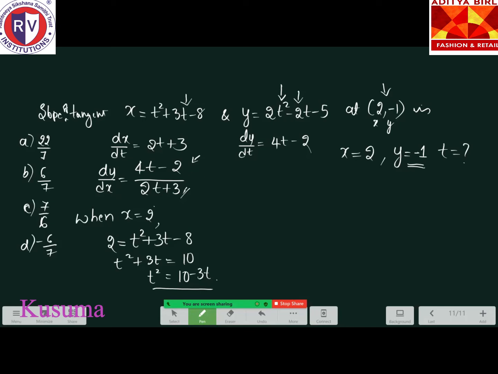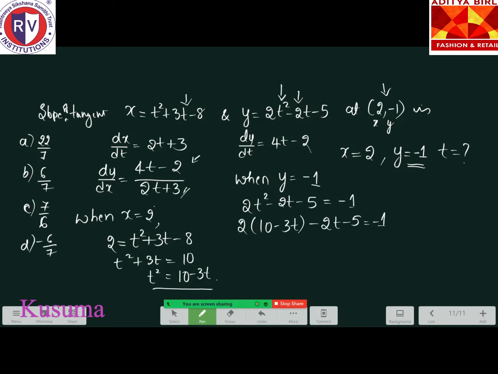So 10 minus 3t holds when x is equal to 2. We substitute that t square here and give y is equal to -1, then the value of t when x is equal to 2 and y is equal to -1 will be obtained. Now let us consider when y is equal to -1. When y is equal to -1, we will have 2t square minus 2t minus 5 is equal to -1. But we have t square is equal to 10 minus 3t. Let us substitute it. This is 2 into 10 minus 3t minus 2t minus 5 is equal to -1.